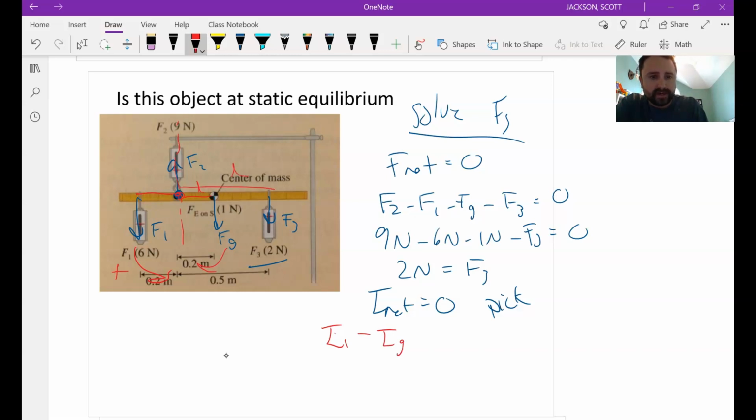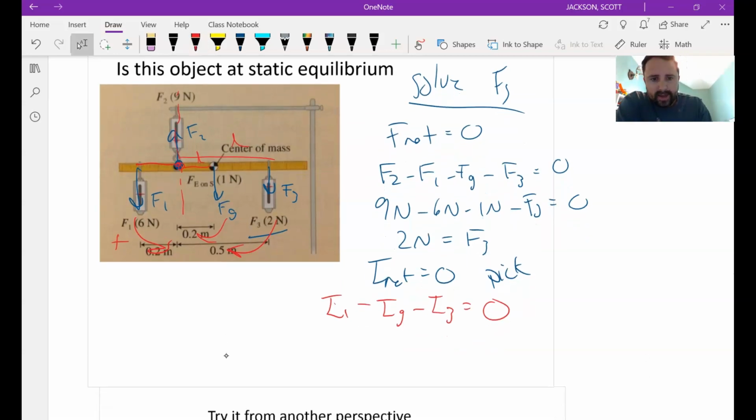And then this one also has a lever arm, and it's going to make it go the opposite direction. So that is torque due to 3 equals 0. Again, you don't put 2 in there because it does not create a torque, because the force is at the axis of rotation. So now let's plug in what we know. So here I could say, force of 1 times the lever arm of 1 minus force of gravity times the lever arm of gravity minus force of 3 times the lever arm of 3 equals 0.